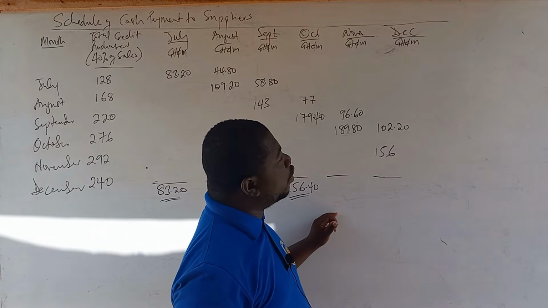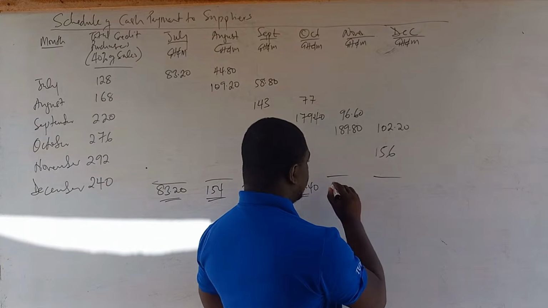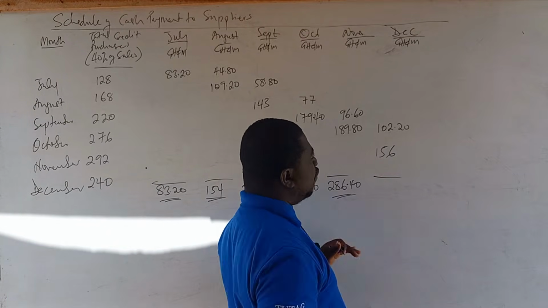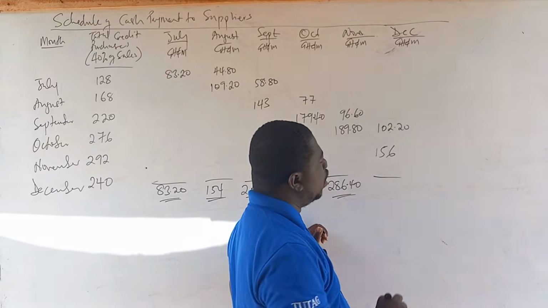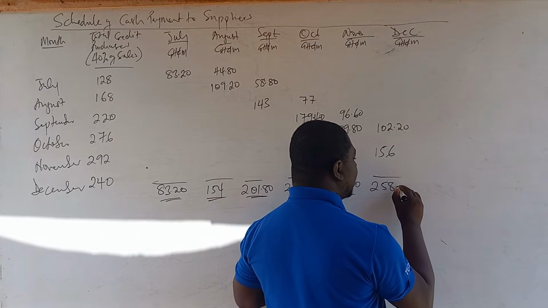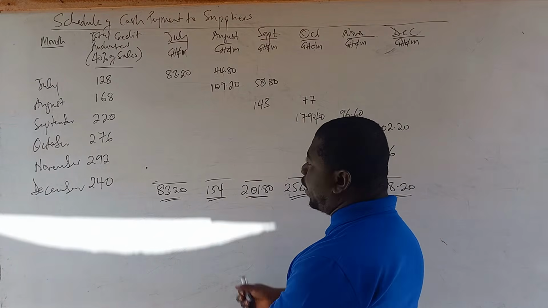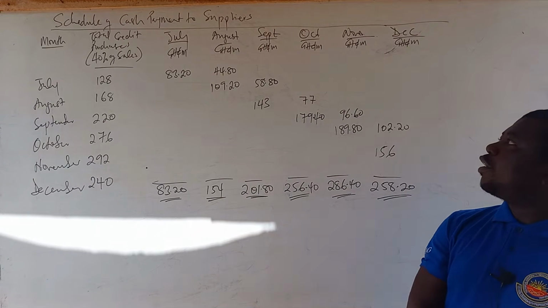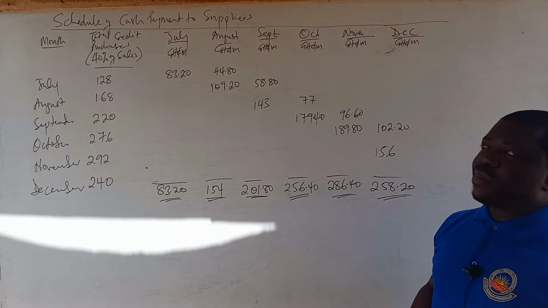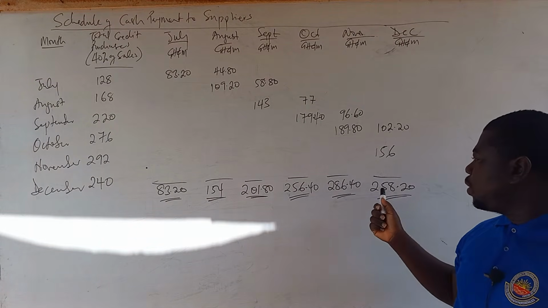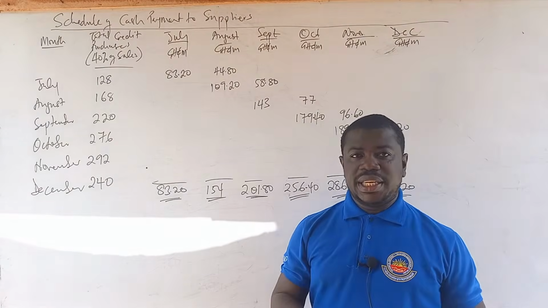In November, the total is 286.4. And then finally in December, the total is 258.2. So this is the schedule of payments and supplies. Remember that in the cash budget, we are working with October to December. So we are going to use these three figures as payment in the cash budget.